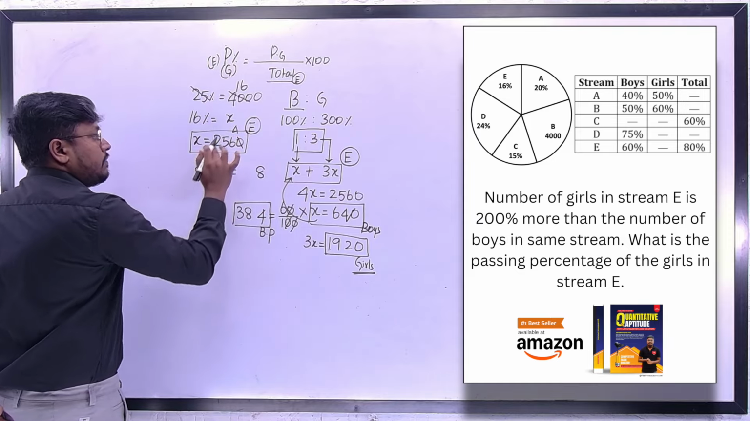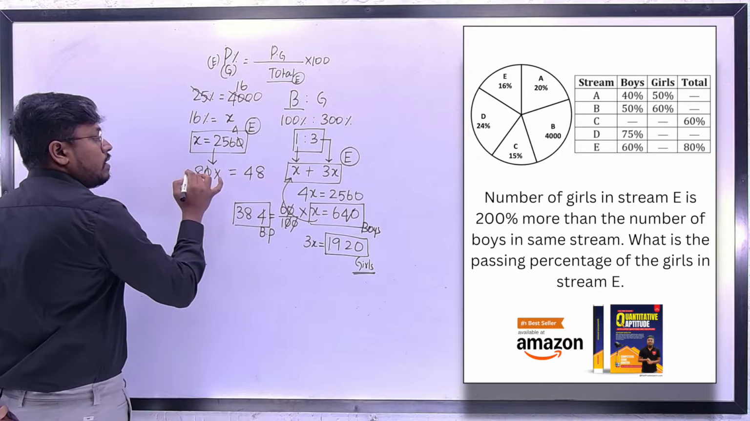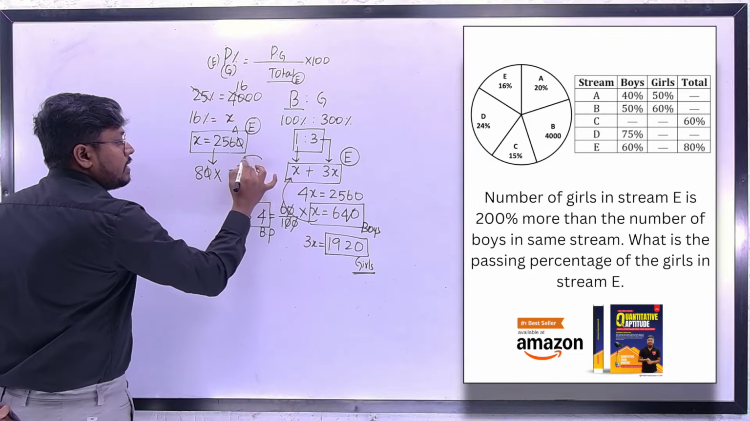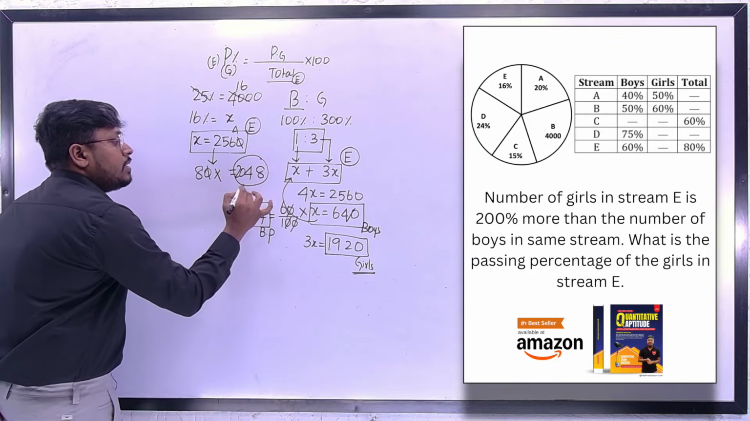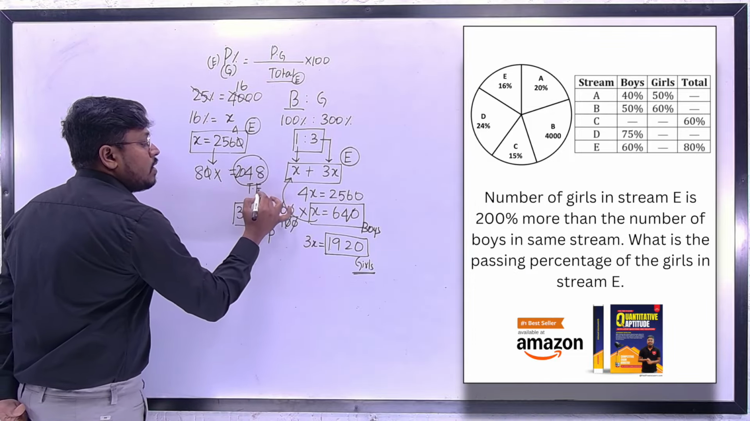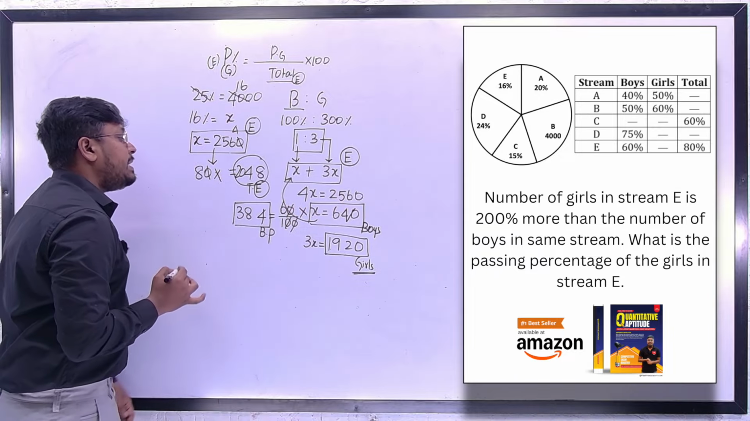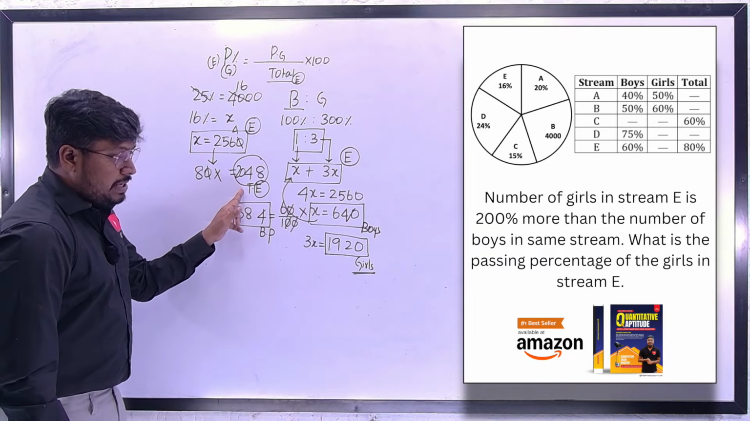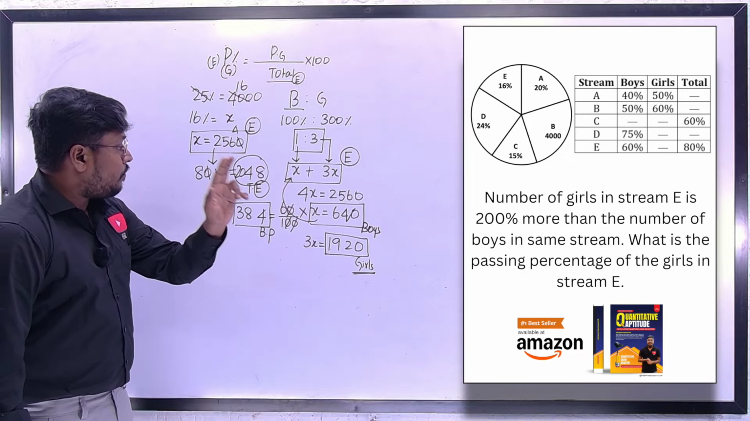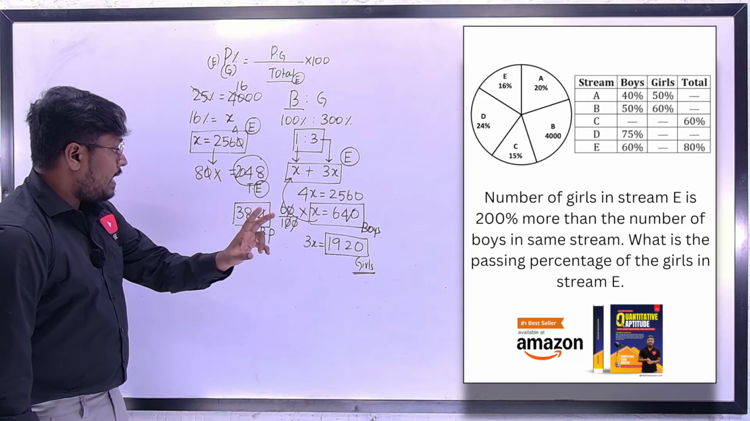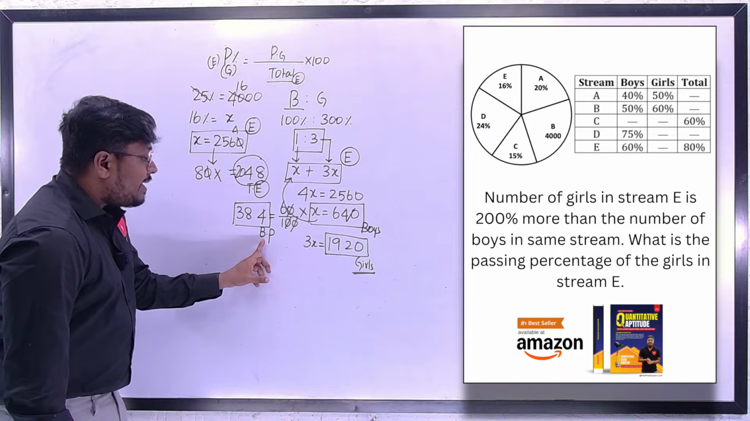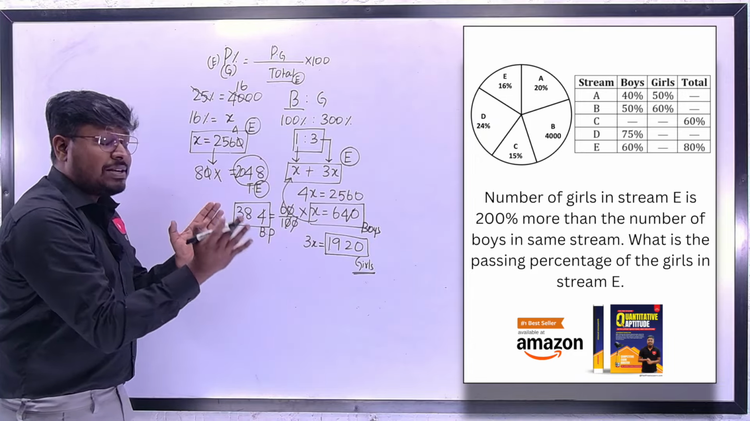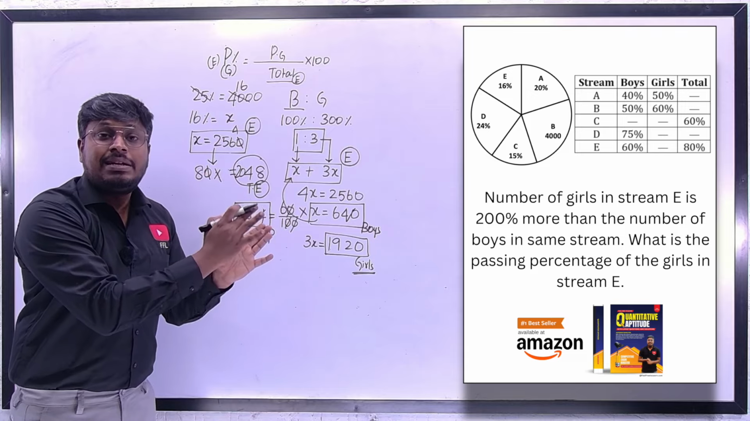4 8s are 32, 4 8 5s are 40, 44. So remaining will be 4 8 2s are 16, 2048. So 2048 is the total number of students who passed from stream E, and the total number of boys passed will be 384. So now according to the question, our target is to find the total girls passed.